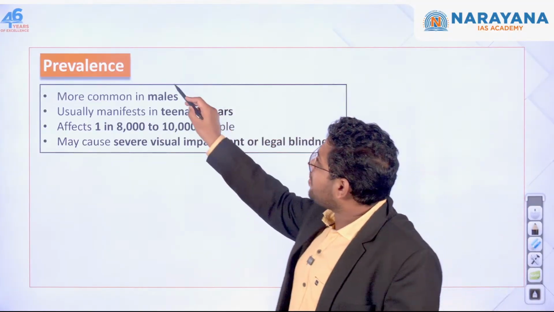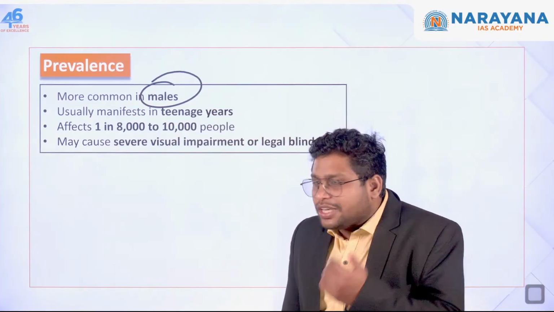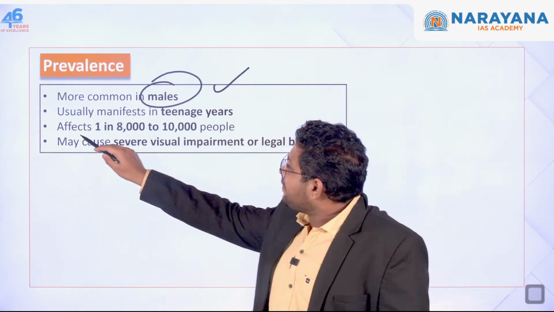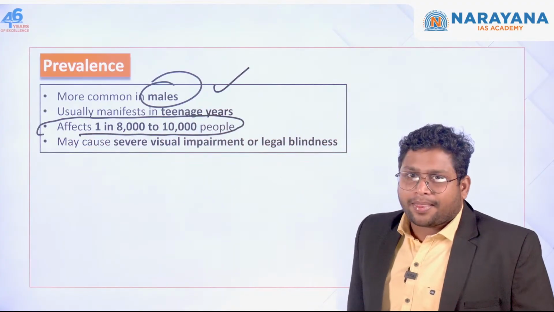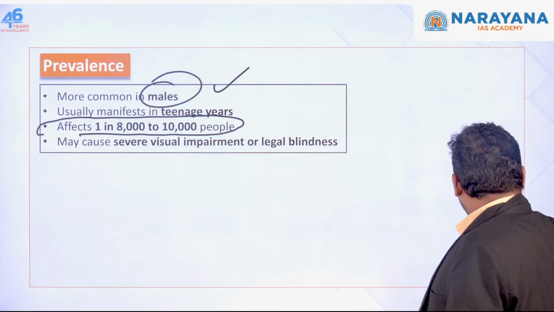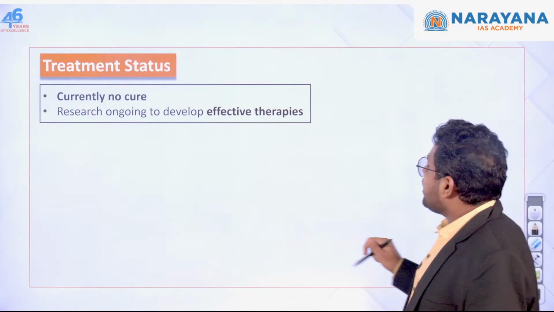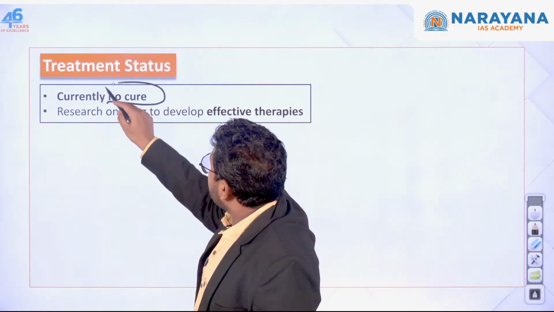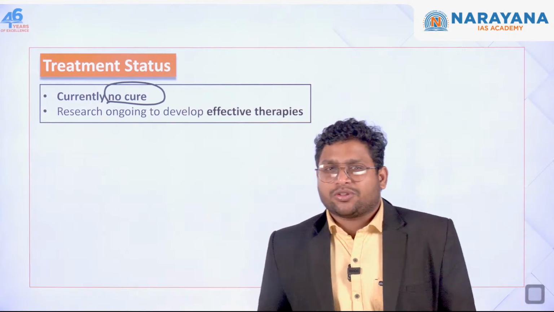Now it's very common in males as compared to females. I'm saying it's very common in males. It affects 1 in 8,000 to 10,000 people. And obviously because visual impairment is there, there will be blindness, and that's the main thing, that there is no cure, there is no solution. We can't bring a person back from this particular stage.